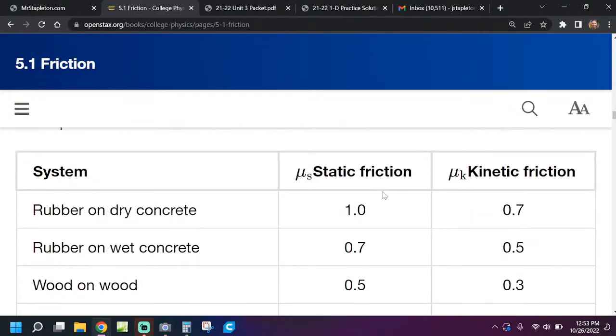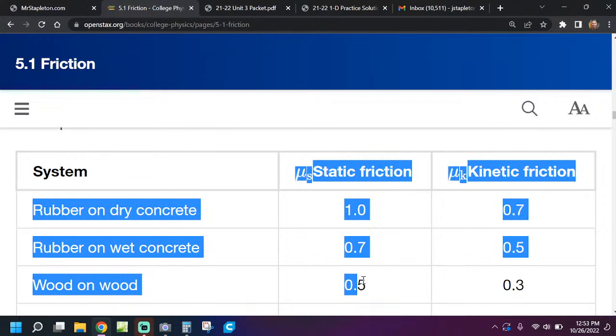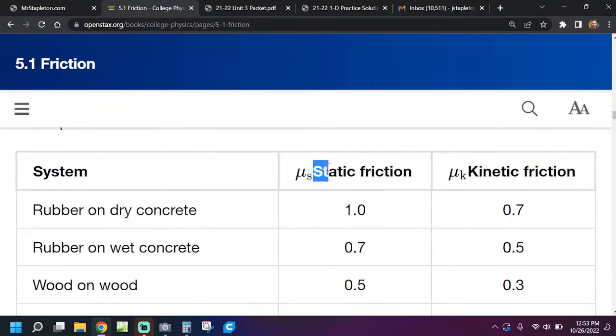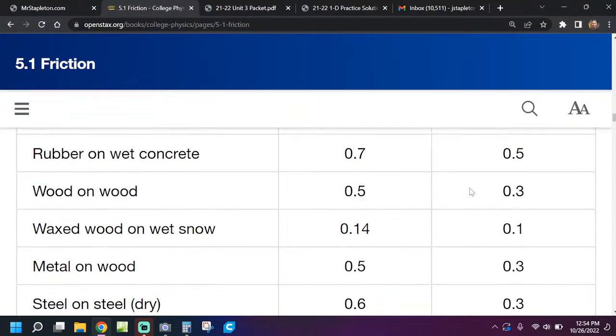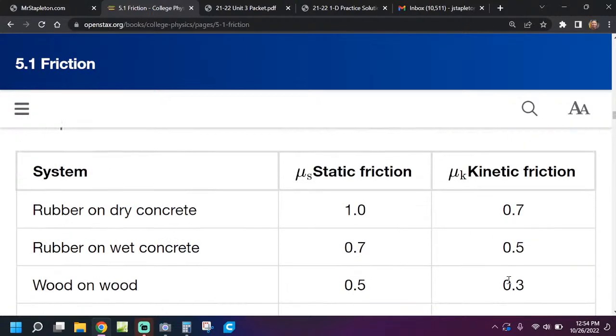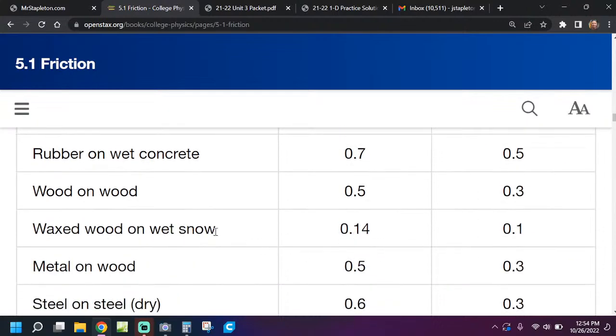If you look at this table, we've got static frictions here. Oh no, I highlighted again. Static frictions that are 1, coefficient of kinetic friction is 0.7, 0.5, 0.5, 0.3. Everything in this column is greater than everything in that column. Waxed wood on wet snow.